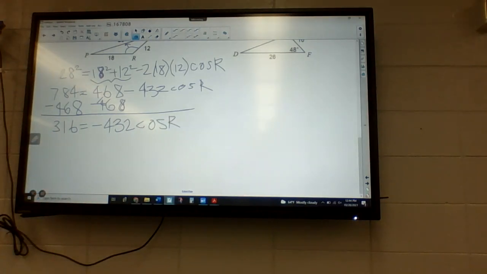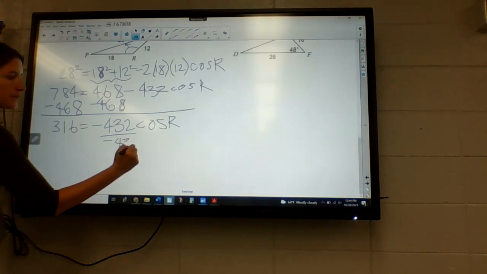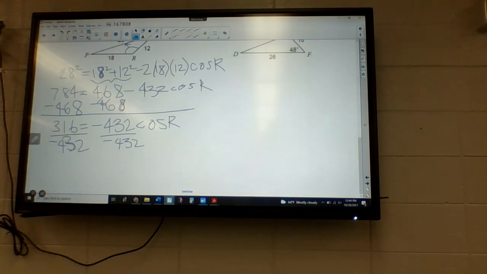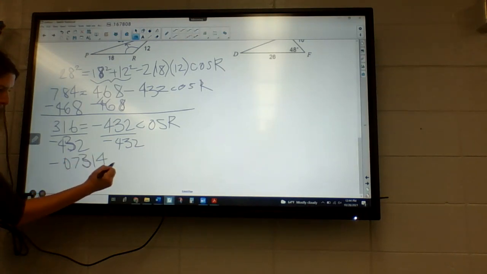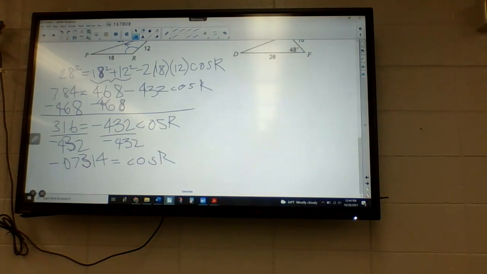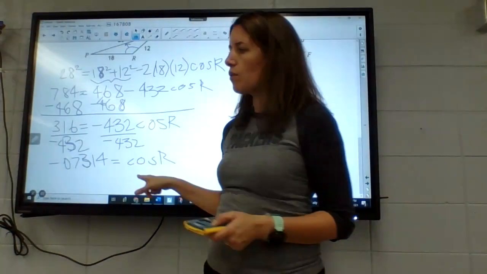Now again, I'm trying to get R alone, so now I'm going to divide by that negative 432. So 316 divided by negative 432, and get some kind of crazy decimal, which seems to make no sense. So this is cosine of R. So I'll do the inverse cosine now of that crazy decimal. So I get 137 as my angle. So R ends up being 137 here. So you're doing inverse cosine on this step.